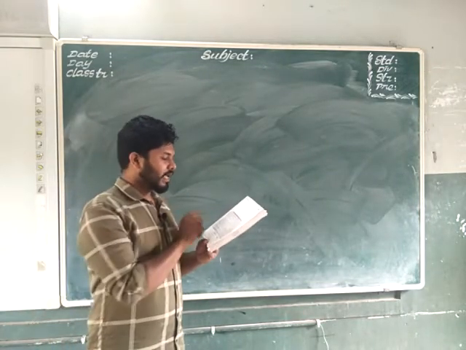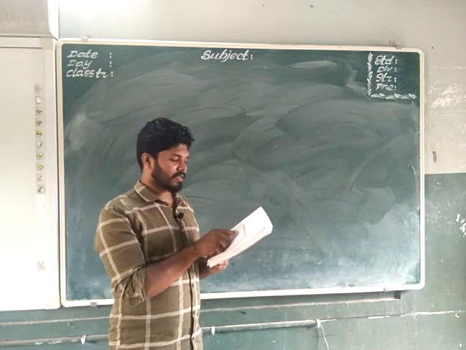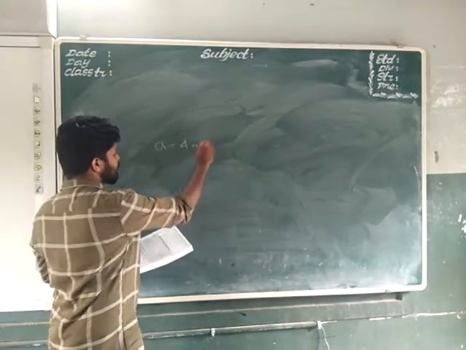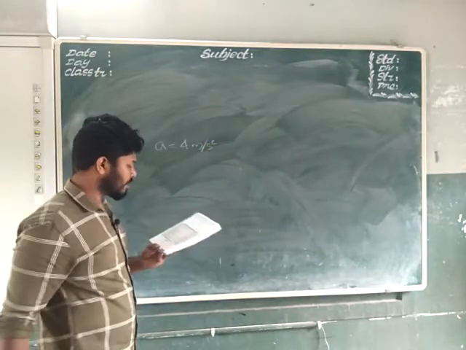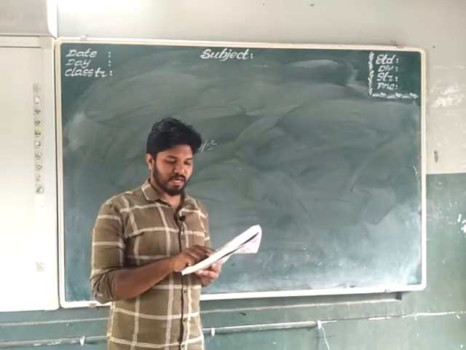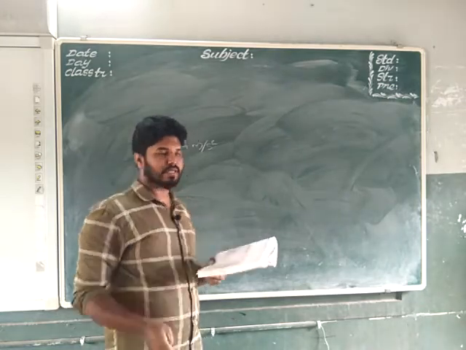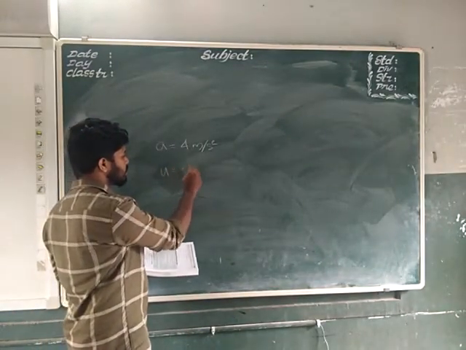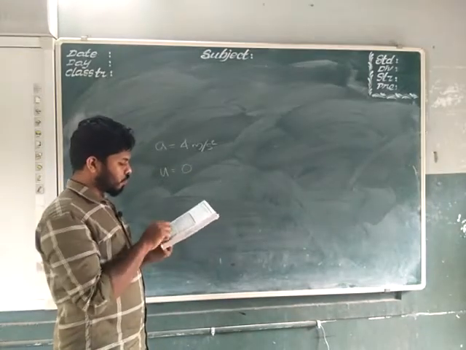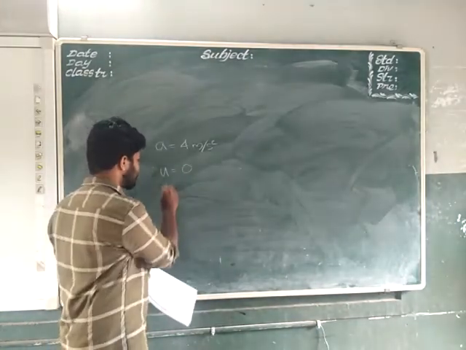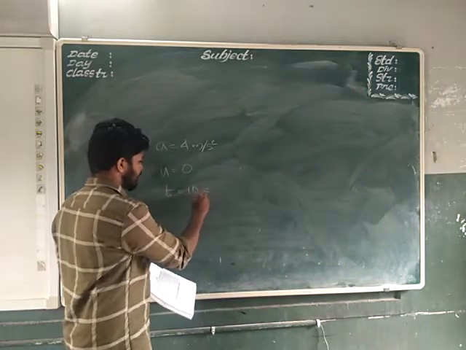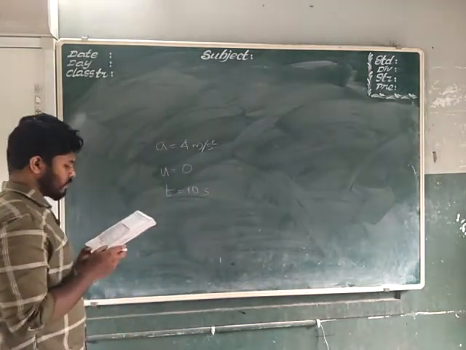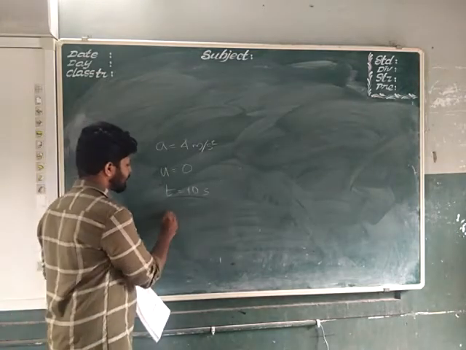Third question. A racing car has a uniform acceleration of 4 meters per second square. What distance will it cover in 10 seconds after start? After start means initial velocity is equal to 0. So we have to find s.